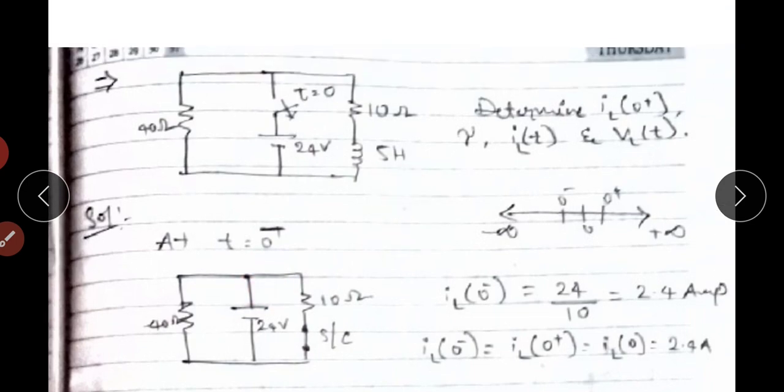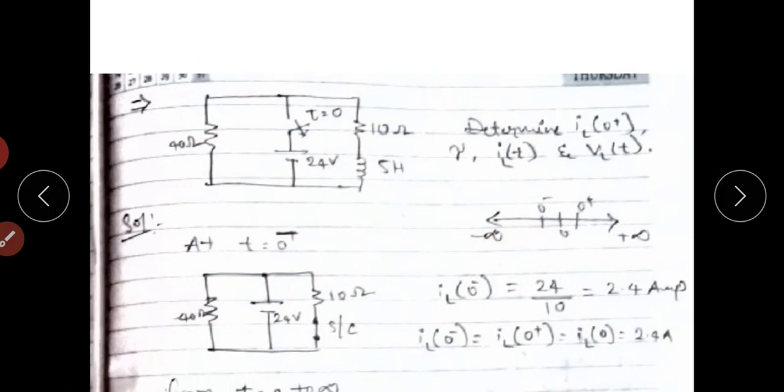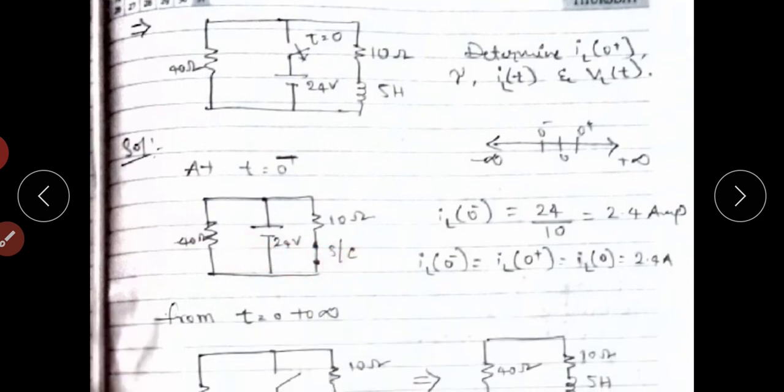Okay, next the inductor. Here the supply is connected to the circuit at t equals minus infinity, where the inductor acts as an open circuit. Next, at t equals 0 minus, after a long time, the inductor acts as a short circuit. So this is the equivalent circuit.